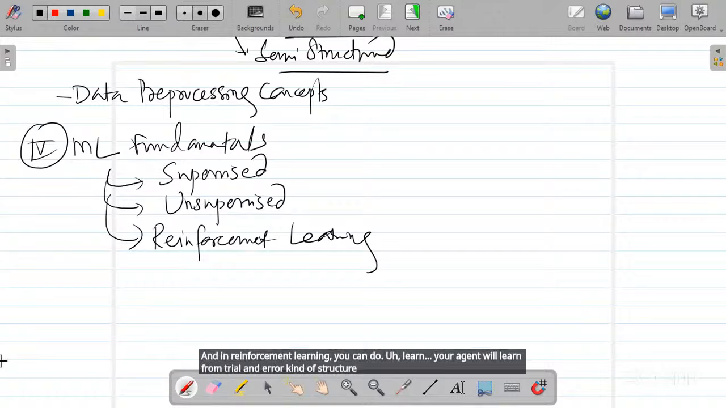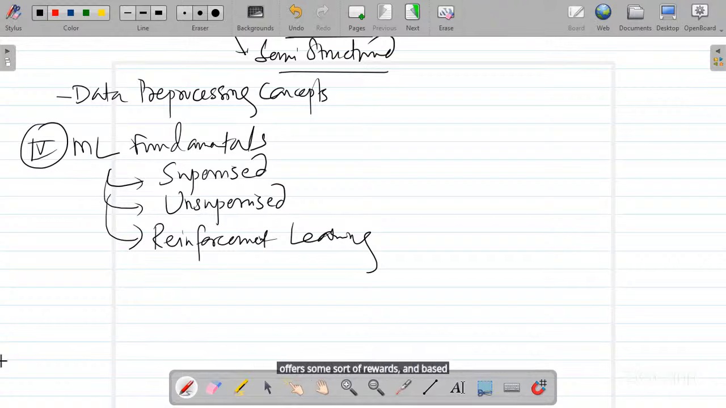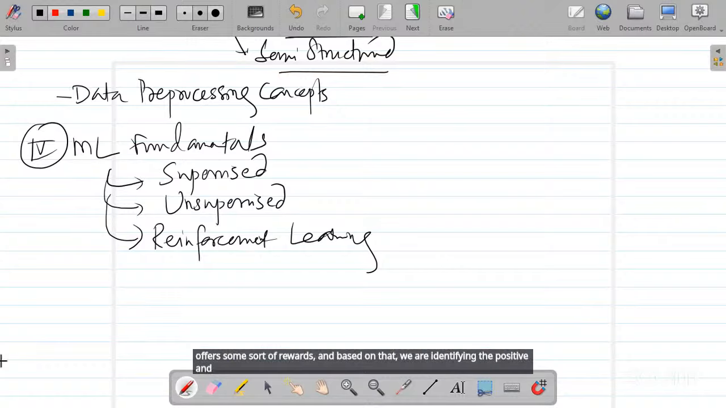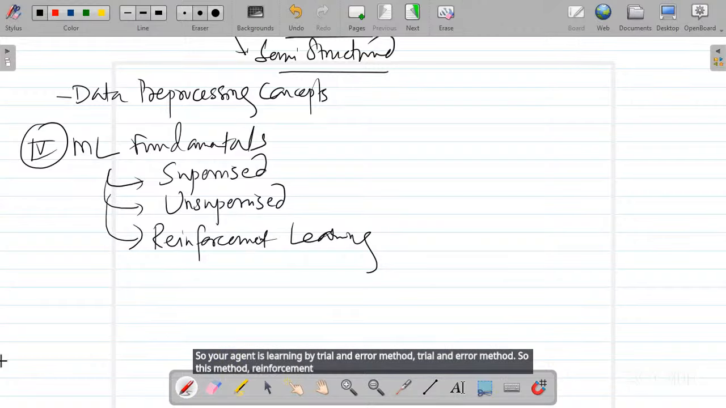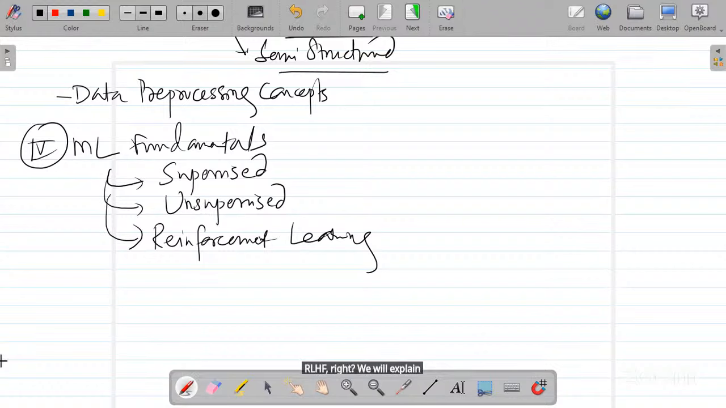So we are providing them some sort of offers, some sort of rewards, and based on that, we are identifying the positive and negatives of it. So your agent is learning by trial and error method. This method, reinforcement learning, is used by your LLMs, RLHF, right? We will explain that separately. So this learning will work for the LLM models.